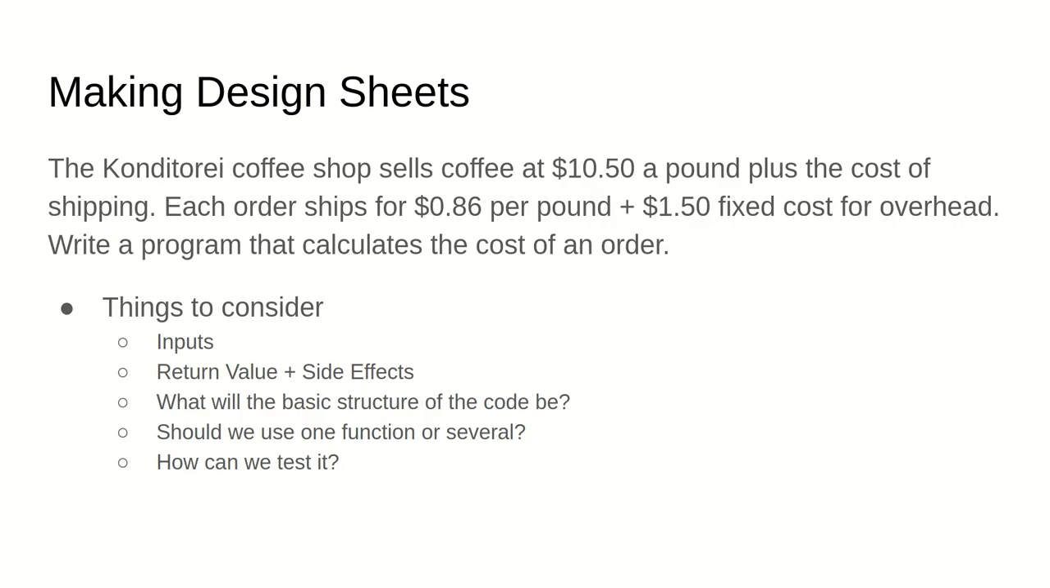So here's an example problem that we may get some time to look at in class in more detail. But thinking through design, some of this steps back to our previous thoughts on software design from our earlier notes. If we have the Conditori coffee shop, which sells coffee at $10.50 a pound, plus the cost of shipping, if each order ships for 86 cents per pound, plus $1.50 fixed cost for overhead, then write a program that calculates the cost of an order.